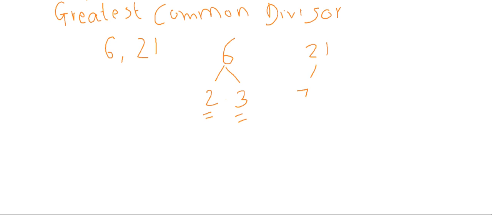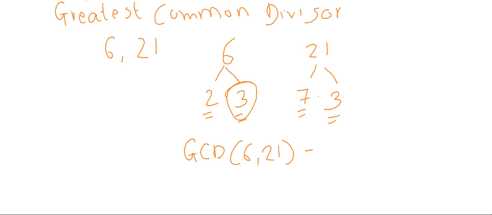21 is 7 into 3. This is also prime, this is also prime. You cannot break down further. Now you need to take the greatest of this, greatest and common. So we have 3 common and that is the only greatest. So the GCD of 6 and 21, GCD of 6 comma 21 is 3.